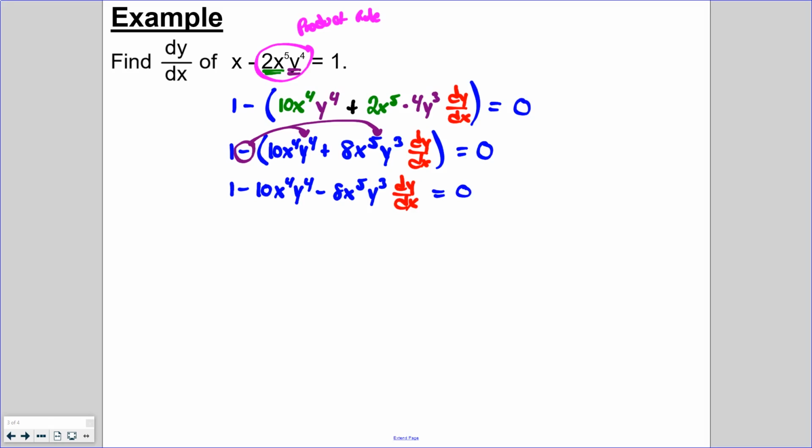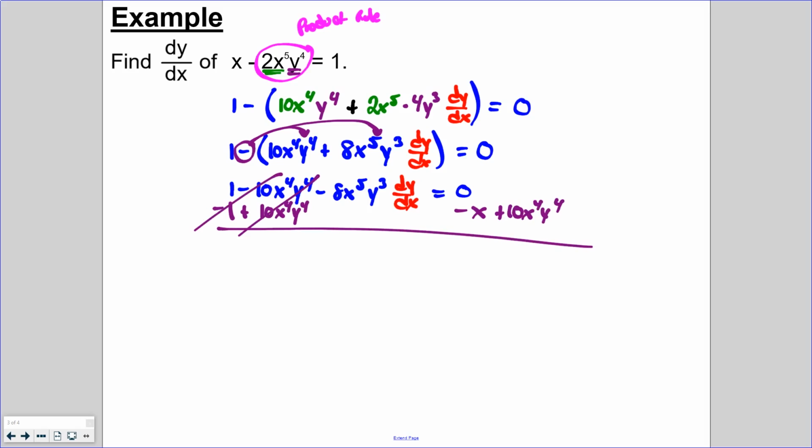Alright, so now we have taken the derivative. Now all that's left is the algebra part of getting the dy dx by itself. So, our procedures say we move anything that doesn't have a dy dx to the other side. So I can come in here and I can subtract 1 from both sides. And I can add 10x to the fourth, y to the fourth to both sides. And those are going to cancel out on the left-hand side, leaving us with negative 8x to the fifth, y cubed, times dy over dx.